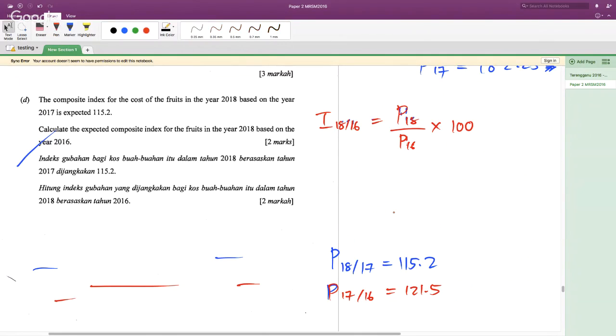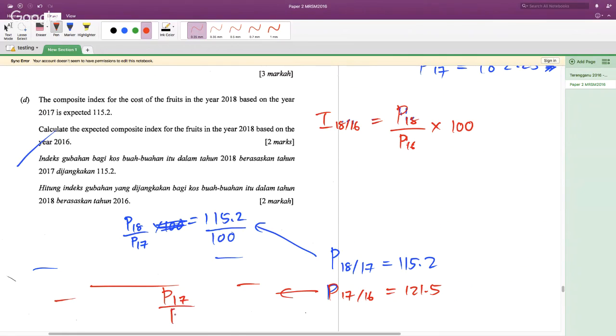So in order to get this one, I will need to solve the thing here. I will do some crossover, so I will just separate it out. Price for 18 over price 17 multiply 100 equals 115.2. So therefore, I move the 100 to the other side, it's just divide 100. I will do the same thing for 17/16. So I can say price for 17 over price for 16 equals 121.5 over 100, isn't it? Because multiply 100, I move to the other side, becomes divide 100.